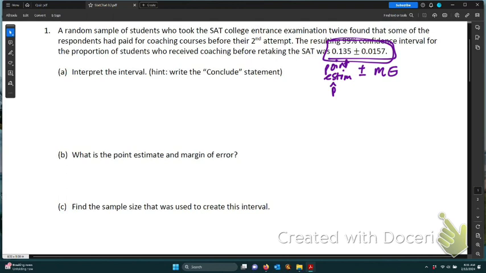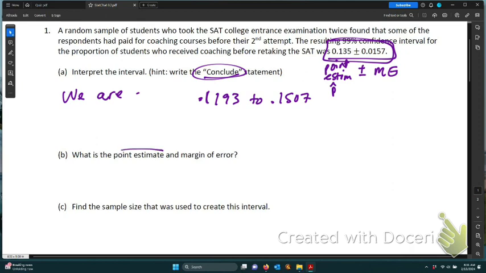Interpret the interval, that's basically our conclude statement. That's the "we are..." I'm not going to write that down, but most of you guys are doing pretty good on that. So we are 99% confident that the interval from, now here's the deal, it's not from 0.135 to 0.0157. It is from whatever the low number would be if I subtract this margin of error from the point estimate, and then whatever the high number is. So make sure you are actually doing that. It was 0.1193 to 0.1507. All right. And then you write the context.